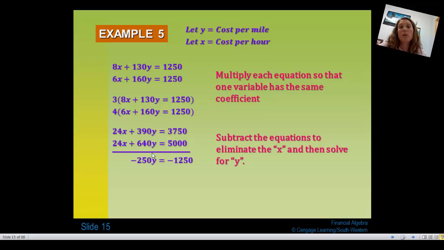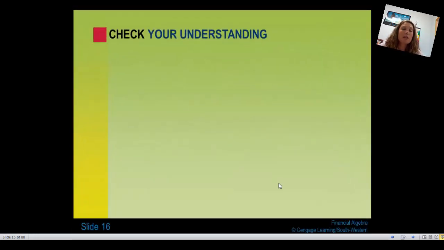390y take away 640y is negative 250y. And then when I take 3750 minus 5000, I end up with negative 1250. And then when I divide both of those, I end up with y equals 5. Okay, so the cost per mile is $5. So we just figured out how much they charge per mile. To figure out the cost per hour, we're going to do that next in your check your understanding.